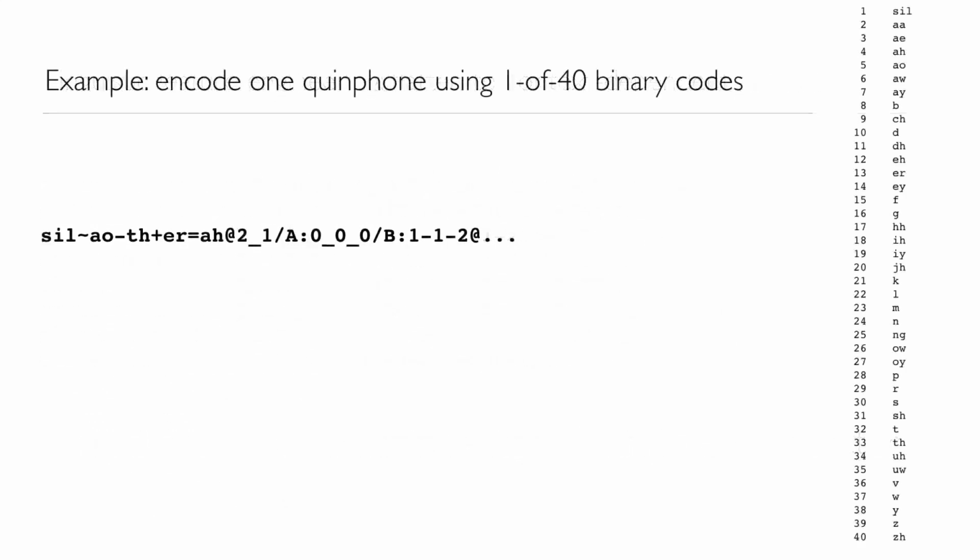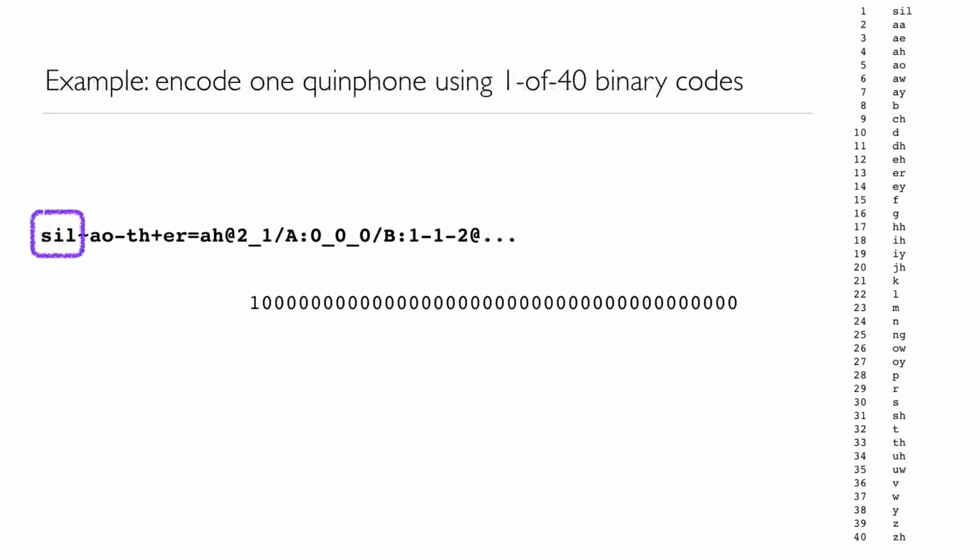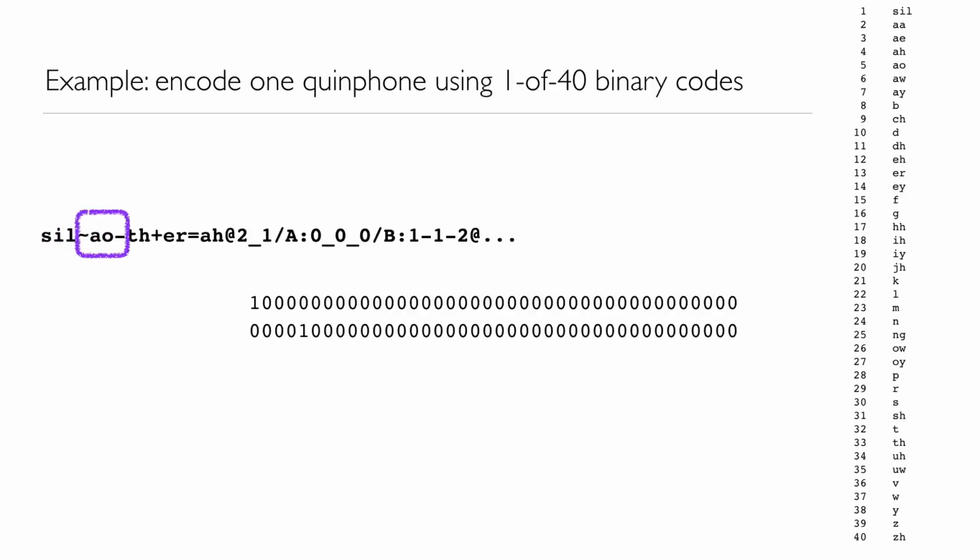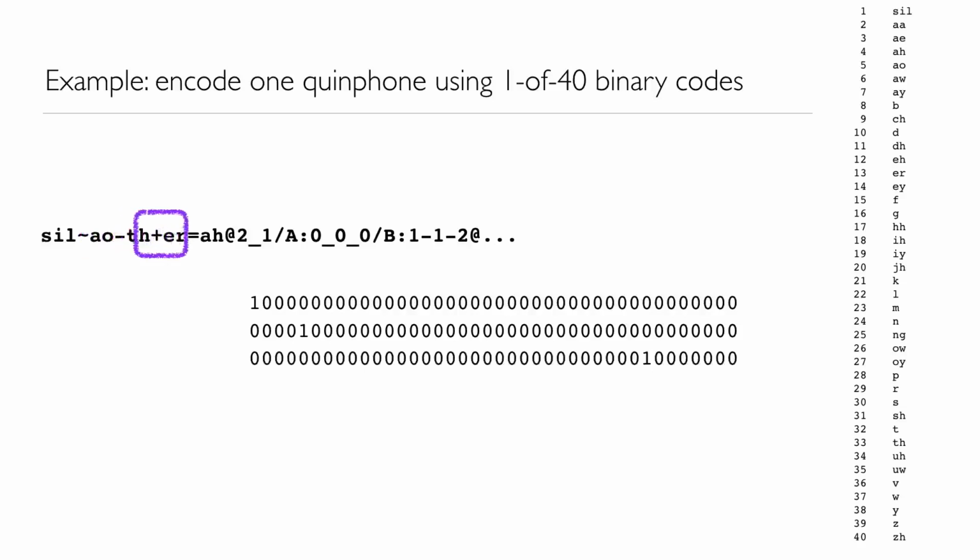So let's take the previous example where we started, and the first phone is the silence phone. Here we are using a phone set of 40 phones, which you can look at on the right hand side. We are going to encode it as a 1-of-k, also known as a one hot vector, where the silence phone is the first phone. That's why it is encoded as a 1 and the rest of the bits are 0. And we are going to encode the next phone, which is AO, in the middle as again a one hot code representation, and the next phone and the next phone, etc.